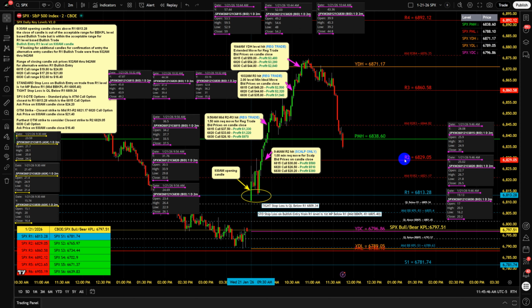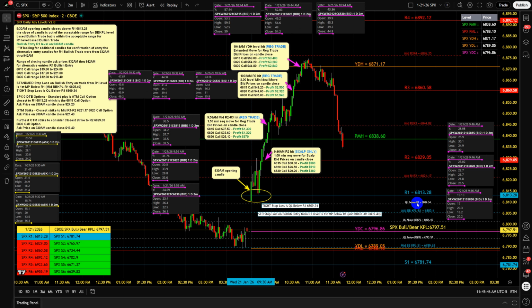In the case of taking a bearish trade off of R2, standard stop loss would be the first midpoint above. You would turn on the QL level for the QL above R2. That would be your tight stop loss if you prefer to use that. If you were taking a bearish trade off of the R1 level, same thing, QL above R1 or the first midpoint above R1. And for a bearish trade based off the bull bear KPL, the QL above BBKPL for the tight stop loss, or the standard stop loss would be the first midpoint above the bull bear KPL.